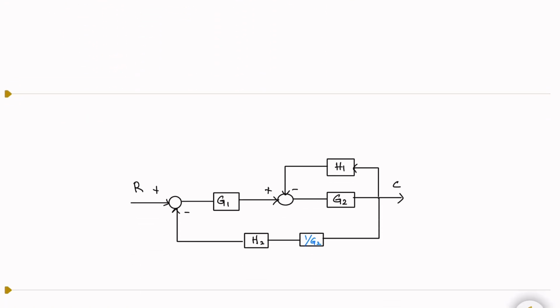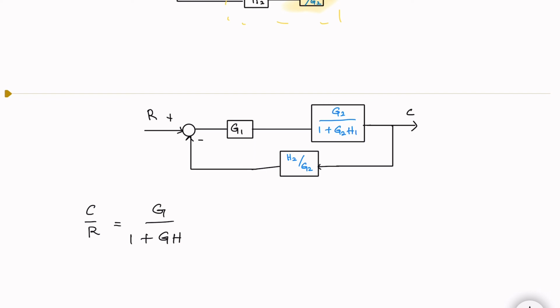After we move the pick-off point toward the output, the block diagram will look like this. You can see there is an additional block which is 1 over G2 because we have moved the pick-off point over block G2. Now we can solve for these feedback loops, and also for this series block. After we simplify the feedback loops and the series block, the transfer function will become H2 over G2 for the series block and G2 over 1 plus G2H1 for the feedback loop.